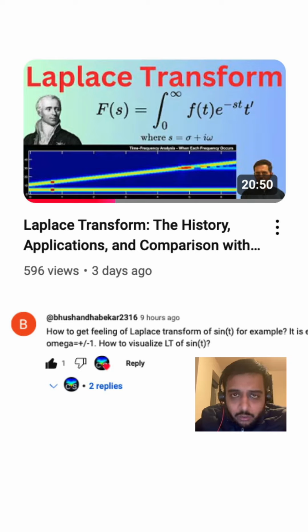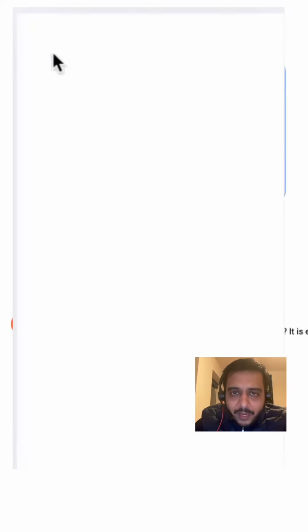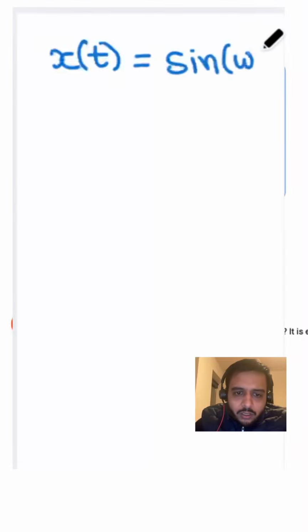In this video, we will see the difference between the Laplace transform and the Fourier transform. For a simple time domain signal, we will take a simple sinusoidal signal, x of t as sine t, and see how the Fourier transform and Laplace transform look visually.